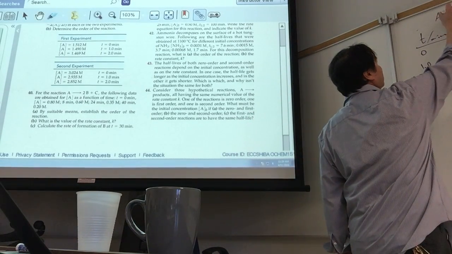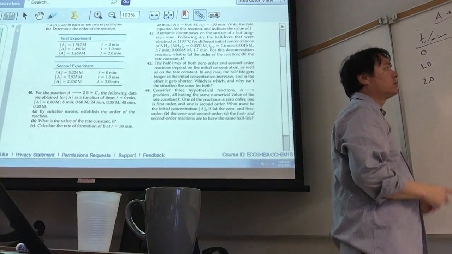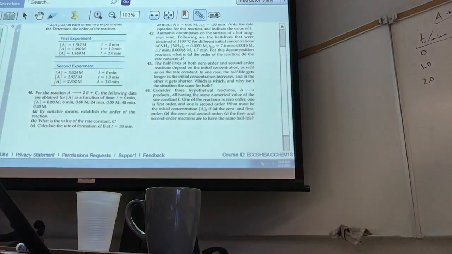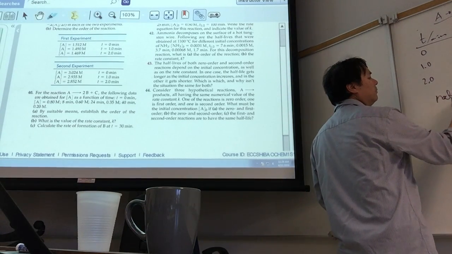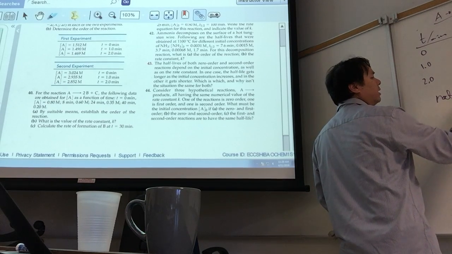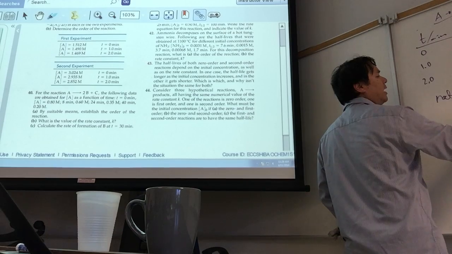This is just A goes to product. It's a simple decomposition reaction. And so what is the order? Not only can we find the order, but we can get the entire rate law. The rate law will need the order, that is, is it first order, second order, third order, and we'll need K. And so the rate law is going to equal K times A to the n.